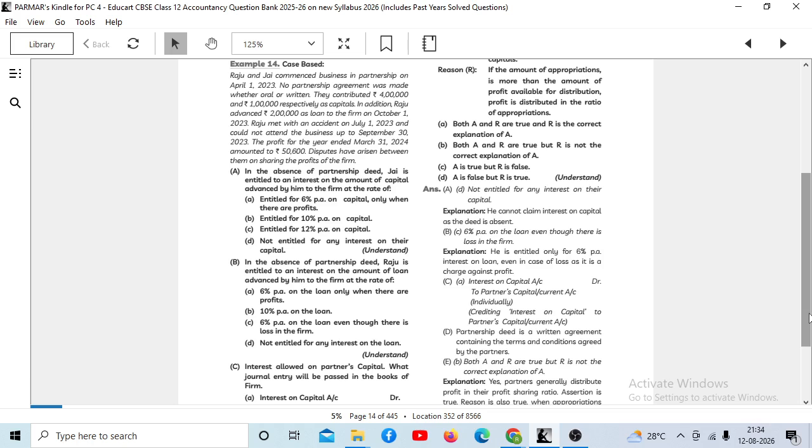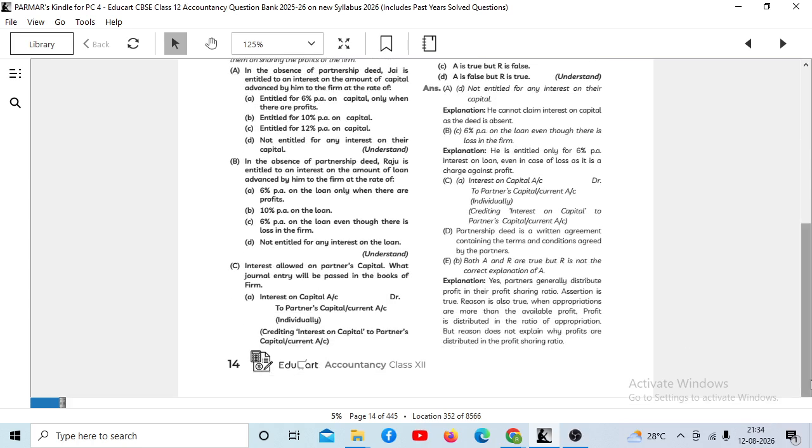Now tell me what will be the correct answer for B. Is it option C? What is option C? 6% per annum on the loan even though there is loss in the firm. So for a loan the Partnership Act is telling that we have to give 6% interest per annum even though there is loss. So the correct answer is C. Okay, let us go to the next one.